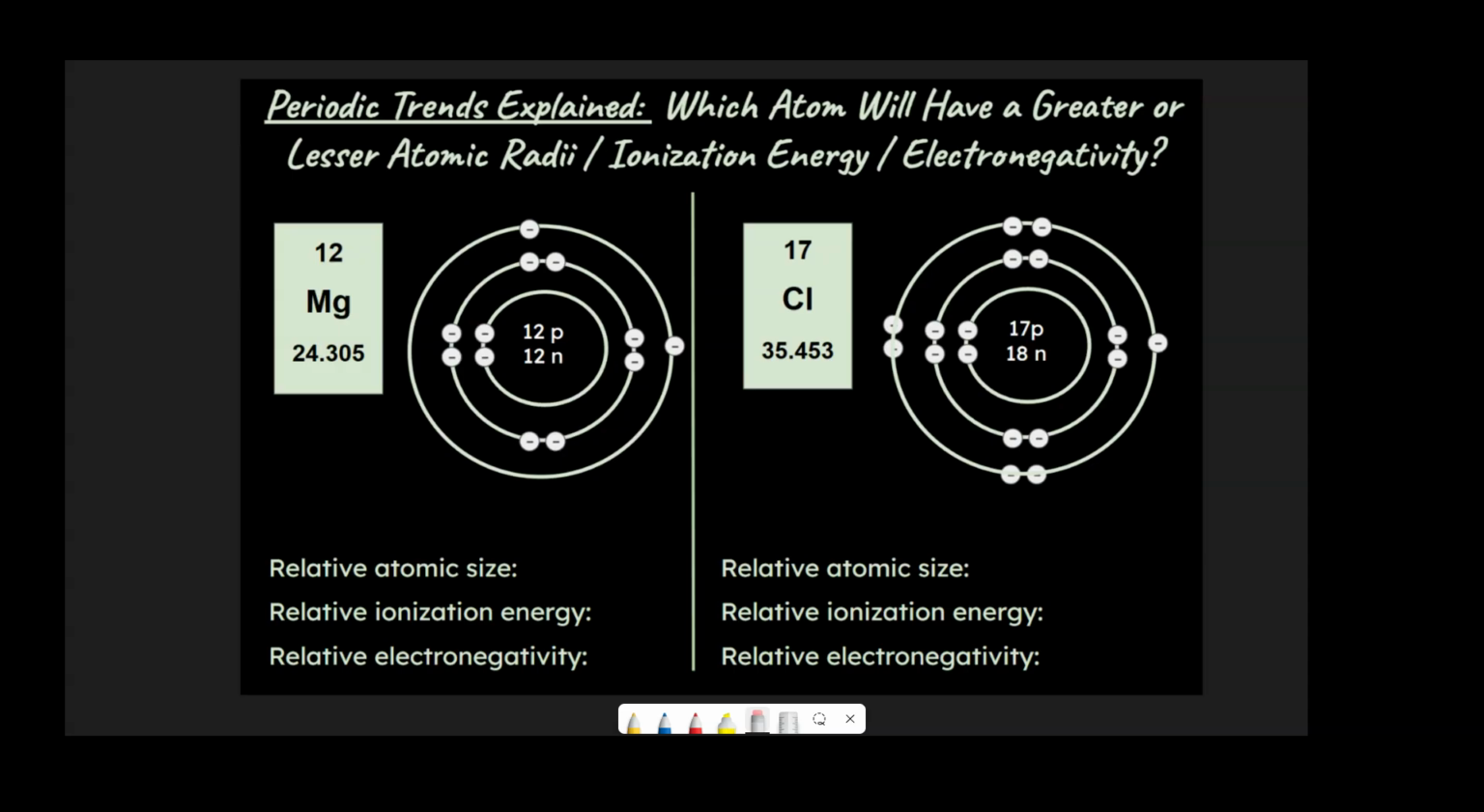So the Bohr model for magnesium is drawn on the left, and for chlorine is drawn on the right. So these are two atoms that are in the same period, and so that means they're in the same horizontal row. And so you could say, well, what's the atomic size? So what I want you to do is think about these valence electrons and think about what the relative strengths of the forces are on an outermost electron.